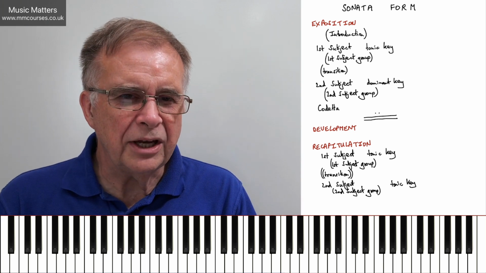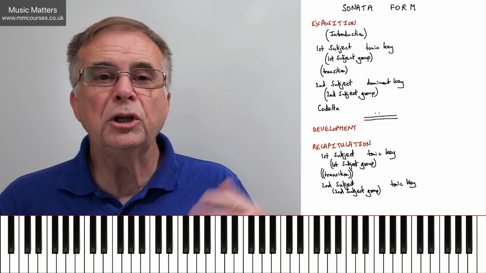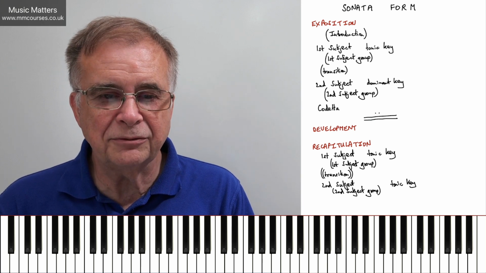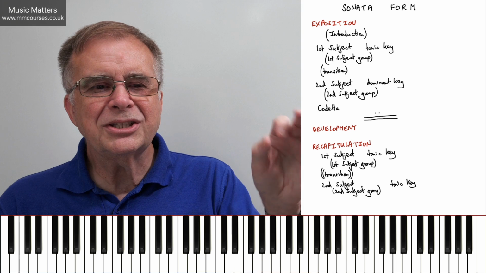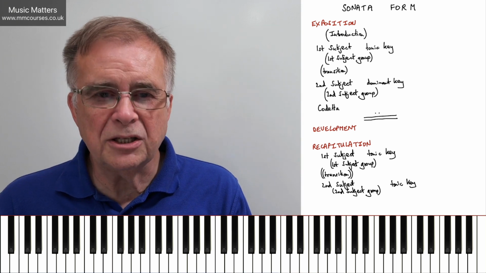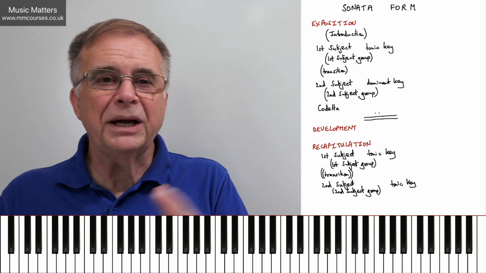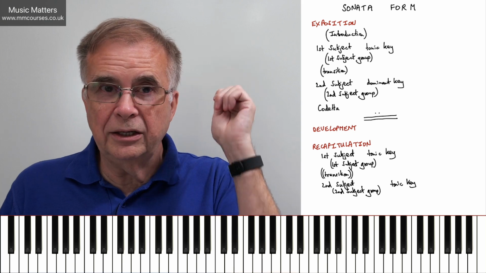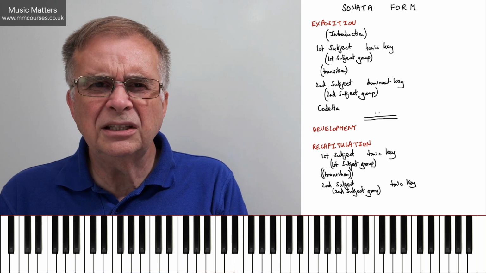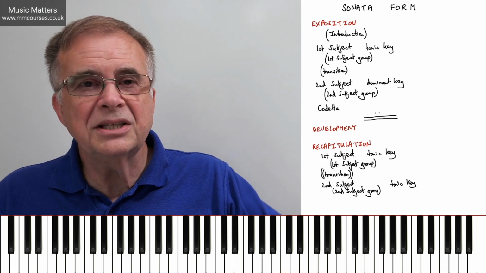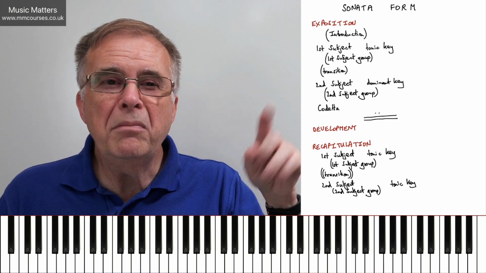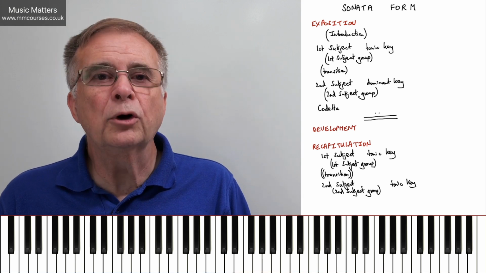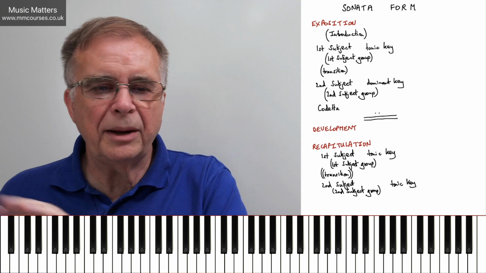We want to finish it in the tonic key. This, by the way, throws up some difficulties sometimes for people learning pieces in sonata form, because you learn the second subject in the exposition in the dominant key, then it comes back in the recapitulation and you think, oh great, I know this bit, I've heard this before, and suddenly it feels different because of course it's in a different key.